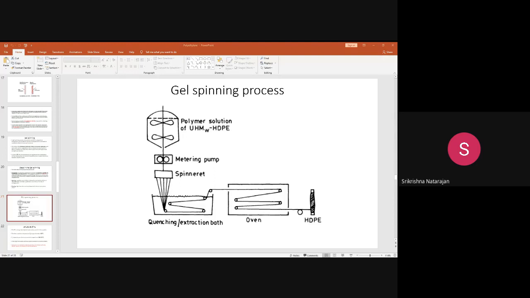This is a very interesting kind of spinning method and very important to understand for technical textiles and composites. These polyethylene fibers have very good applications. Okay, so I will stop here for today, and we will meet.